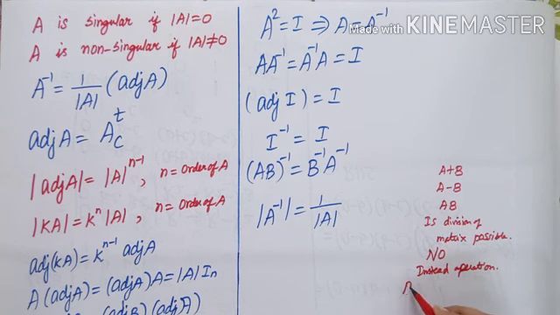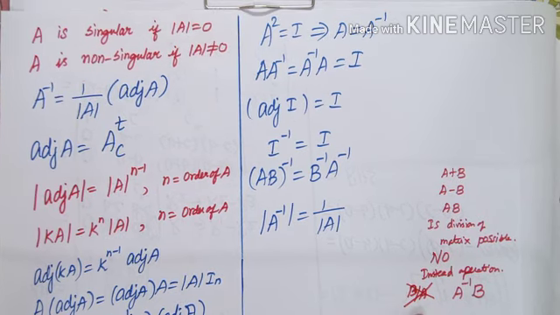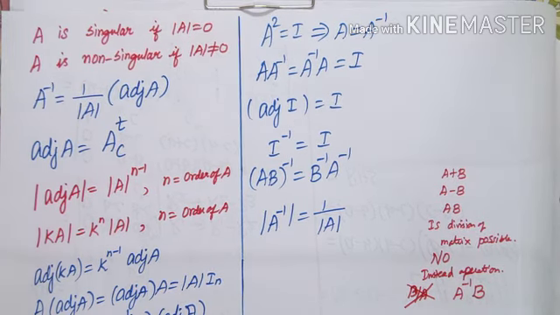A by B or B by A is there. I do not allow this. Instead of writing B by A, I write A inverse B. So, instead of writing B by A, we write it as A inverse B.